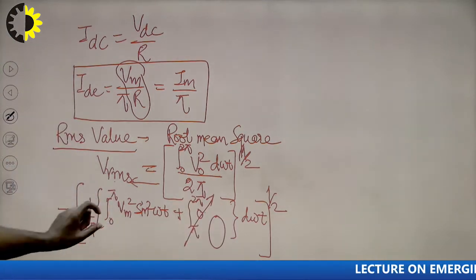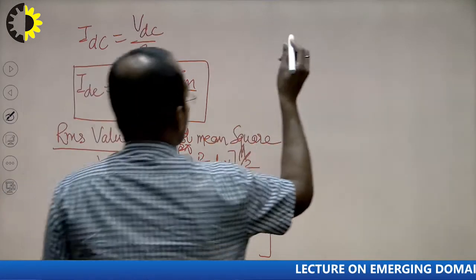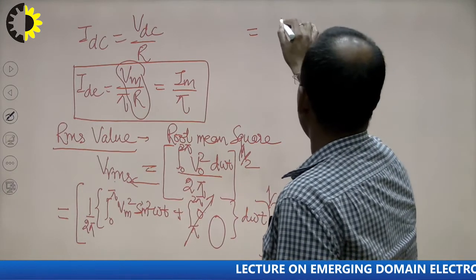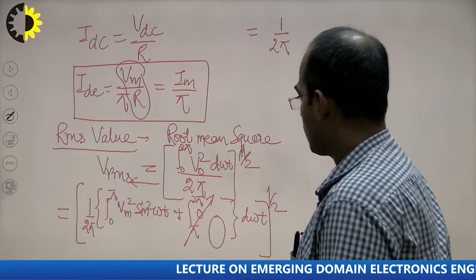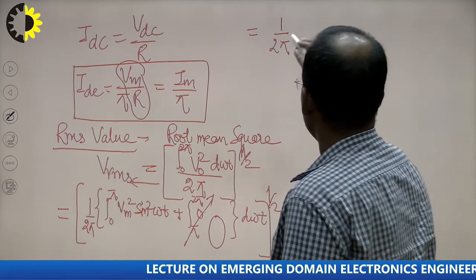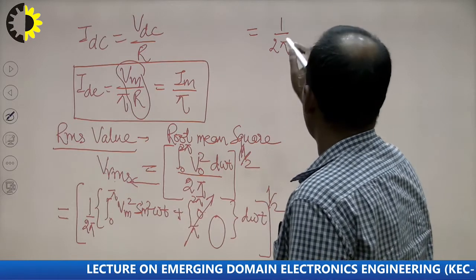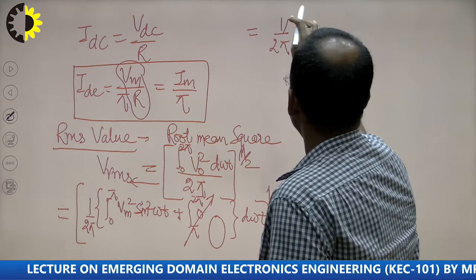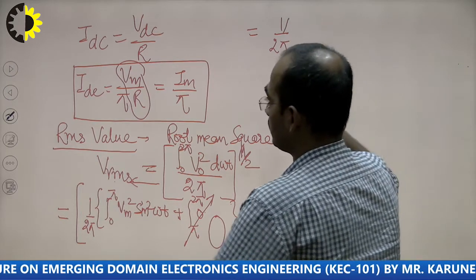And now you can write this. This is nothing but 1 by 2 pi, 0 to pi. So, Vm square, I am taking the root. So, I am writing this out here.